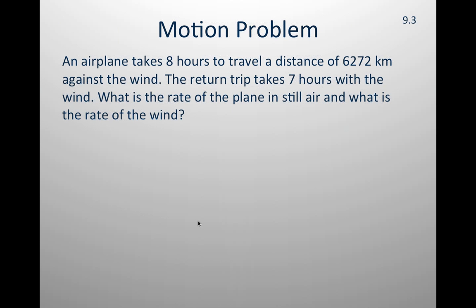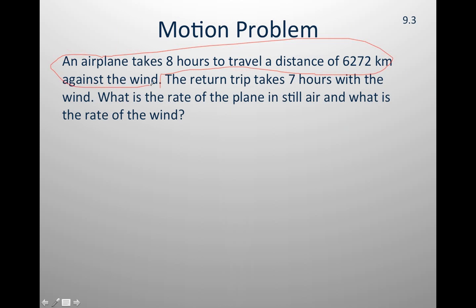All right, here's another motion problem. An airplane takes 8 hours to travel a distance of 672 kilometers against the wind. The return takes 7 hours with the wind. Find the rate of the plane in still air, and what is the rate of the wind? All right, so we've got two different equations at work here. This is one equation right here.